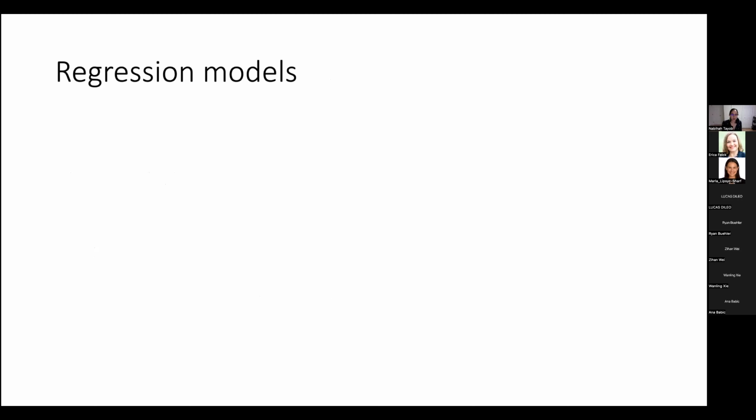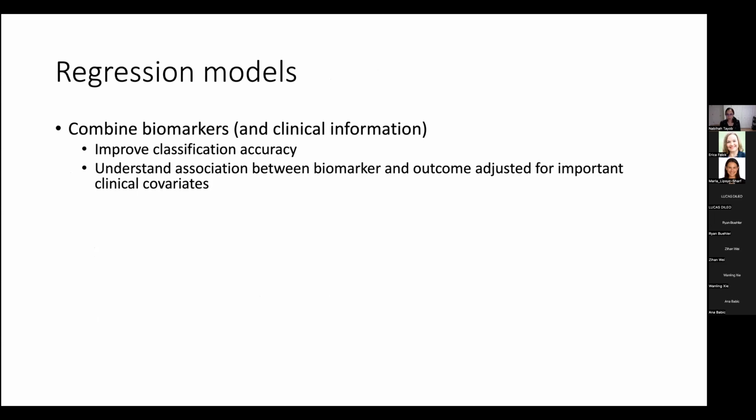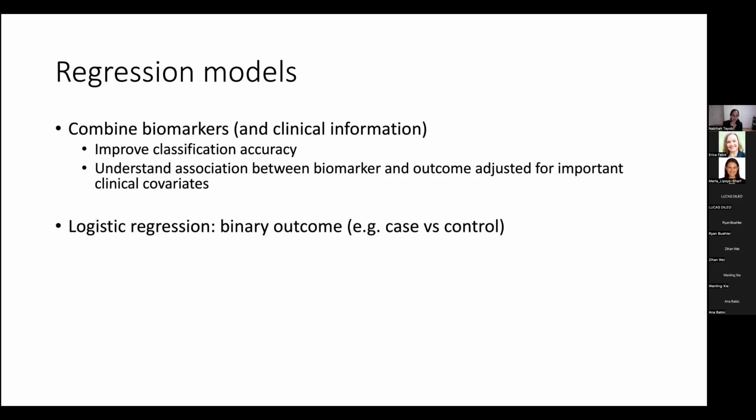details. The other thing to go into a little bit is that we talked about biomarkers, and we talked about a single biomarker. We often evaluate single biomarkers at a time, but if you want to actually have clinical utility, you're probably going to end up combining biomarkers, maybe even combining them with clinical information to actually improve the classification accuracy. Maybe you want to understand the association between your biomarker and your outcome adjusted for important clinical covariates. And so we use regression models for that purpose.